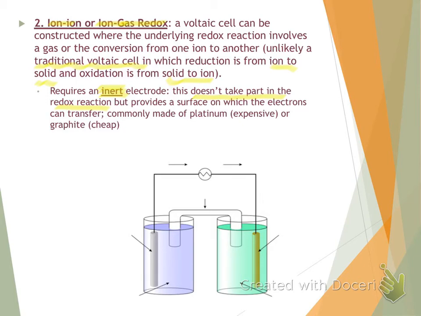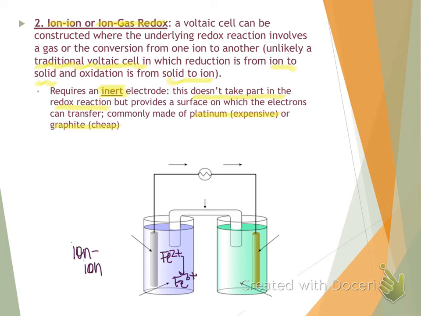Most commonly, we're going to use platinum or graphite. Platinum would be the expensive option, and graphite is a nice cheap option. Graphite is just carbon. So let's look at an example of what ion-to-ion or ion-gas redox would look like.